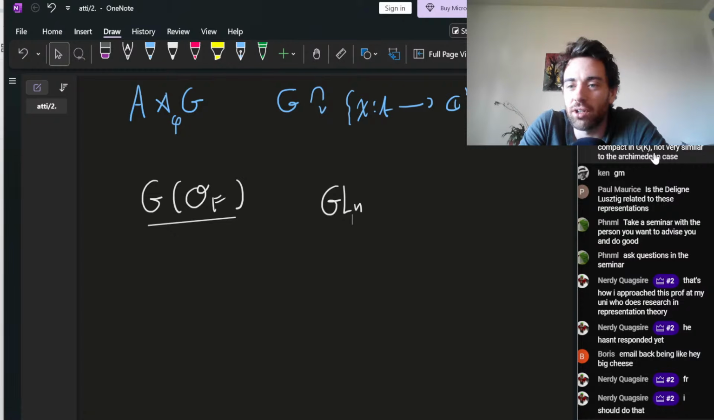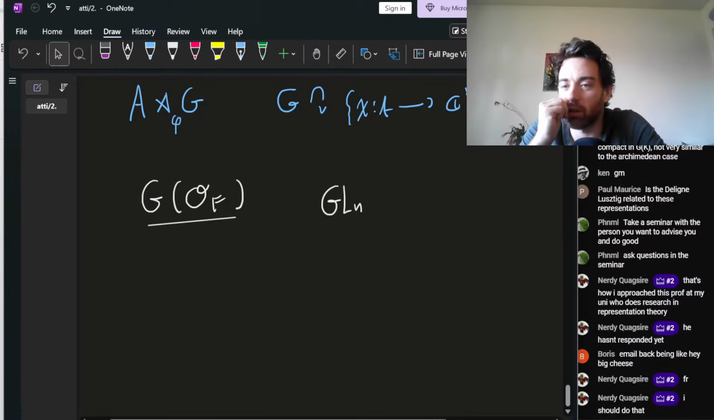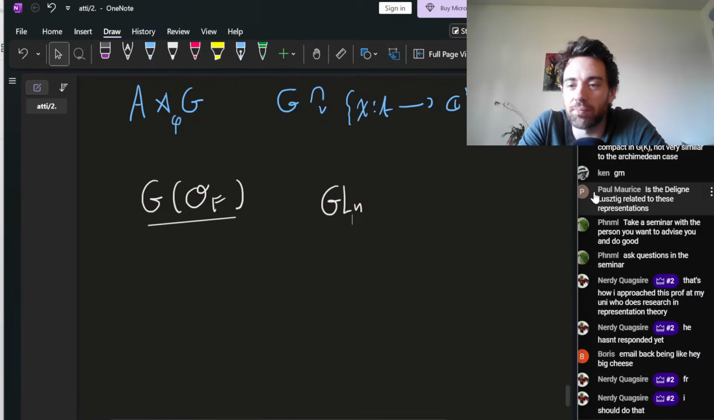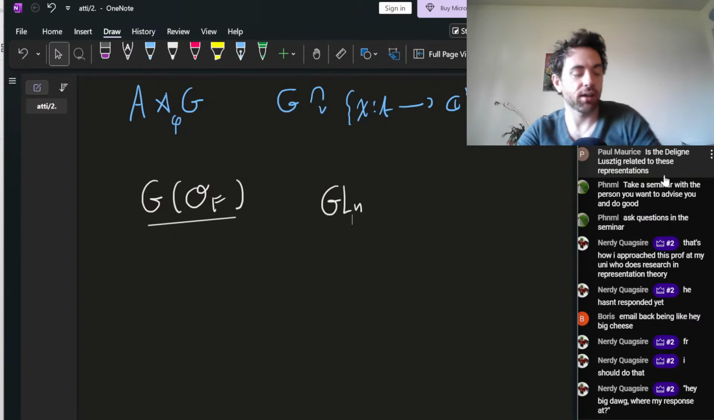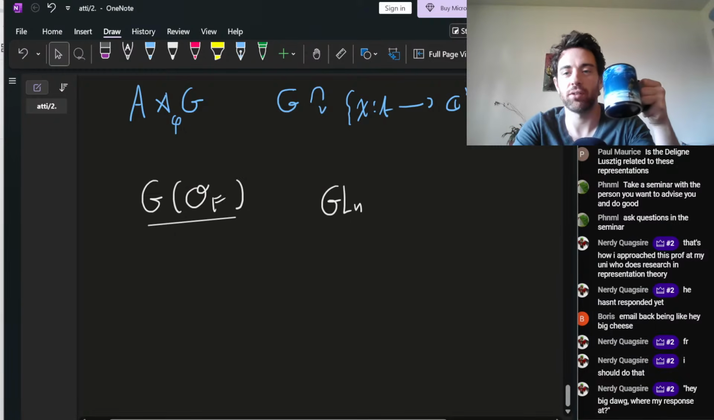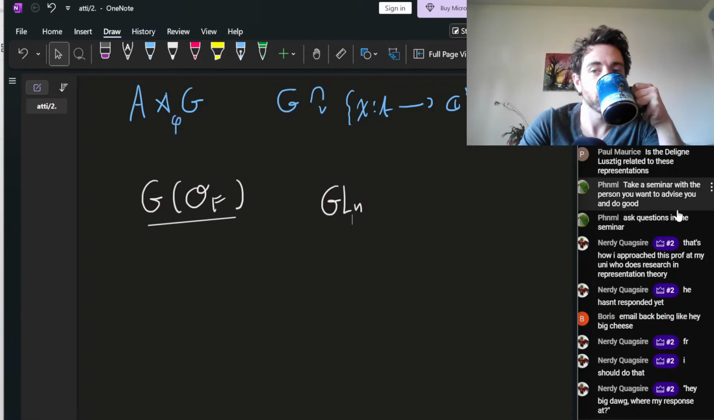Yeah, it is interesting that GL_n is maximal compact. Not very similar to the Archimedean case, exactly. Good morning, Ken. Is Deligne-Lusztig related to these representations? Well, it depends on what you mean by Deligne-Lusztig. Because there definitely is a Deligne-Lusztig classification of representations of affine Hecke algebras, which corresponds to the principal block of the categories of representations.